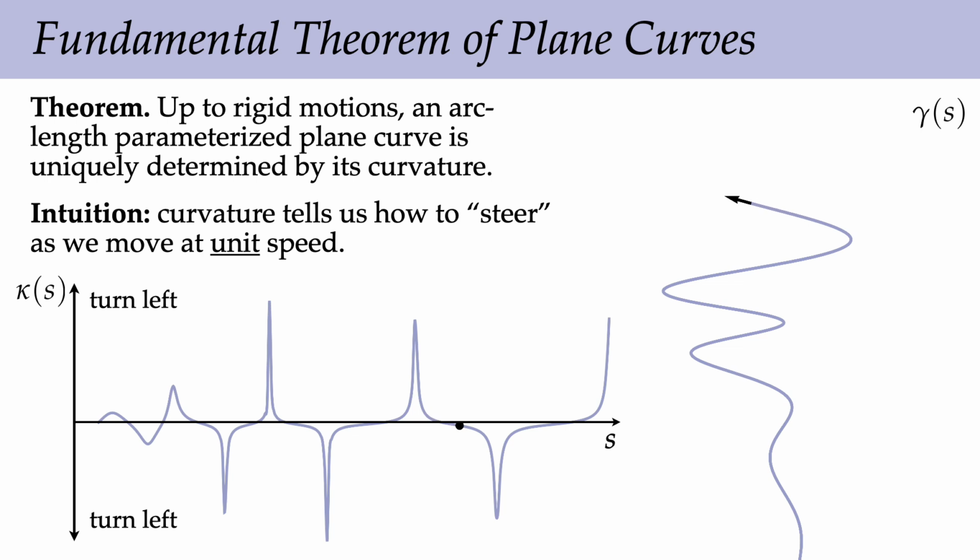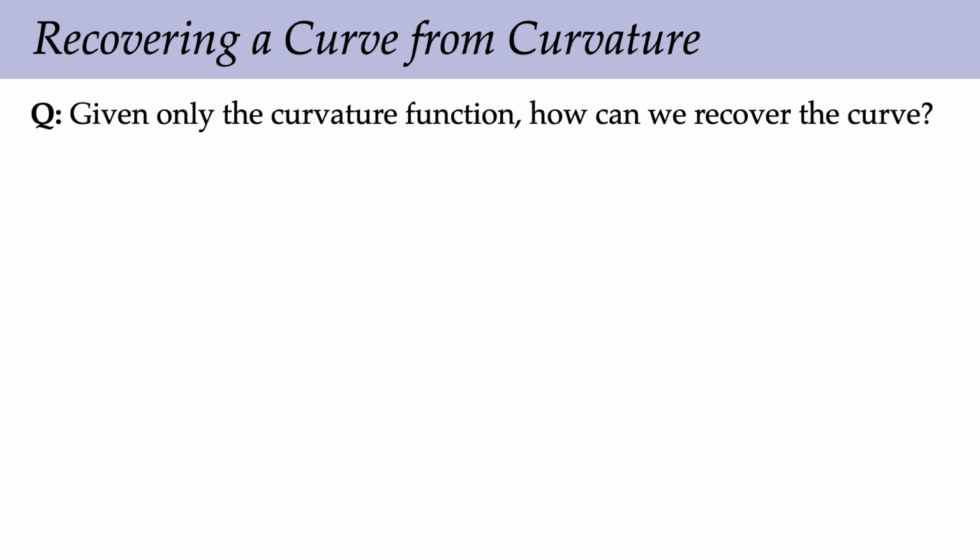So how would we actually do this? Let's say that somebody gave us the curvature function for an arc length parameterized curve, so we really know we are definitely traveling at unit speed. How then could we recover the curve from this information?